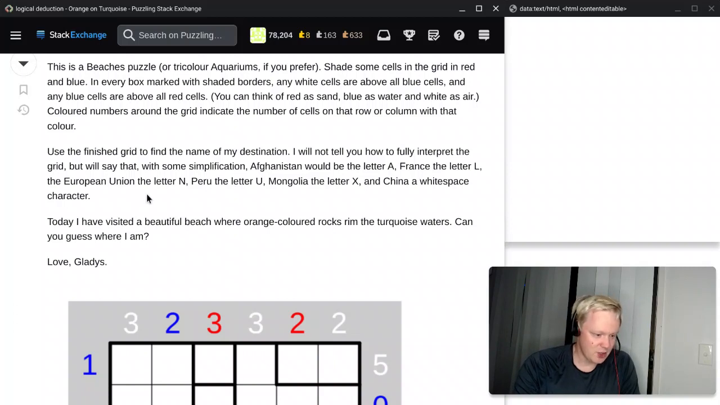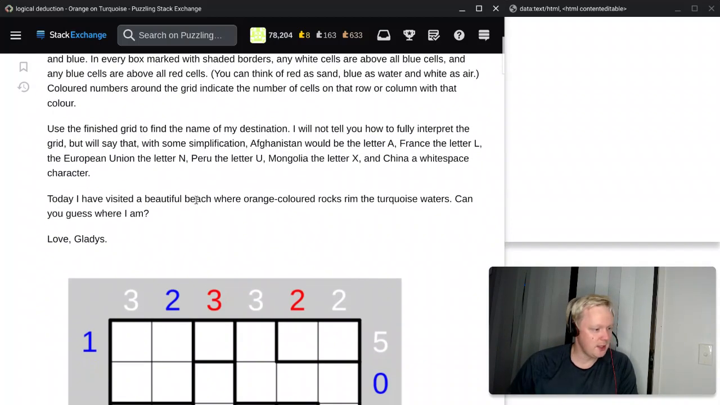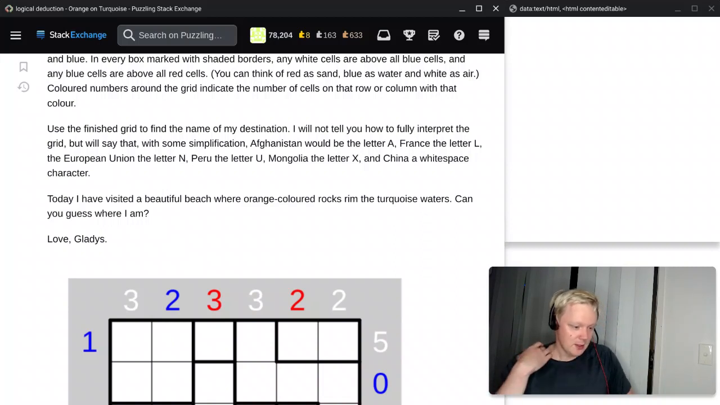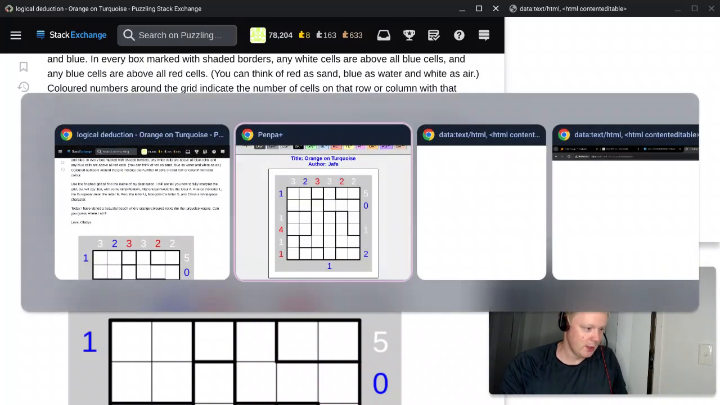And then the destination we're looking for. Today I have visited a beautiful beach where orange-coloured rocks rim the turquoise waters. Can you guess where I am? Love, Gladys. Okay, so let's open up the editable grid and just see that we all understand the rules.